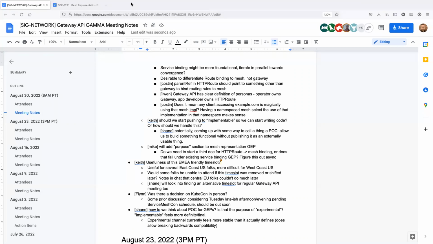But at the point where Keith, you or anybody else feels like you're getting blocked, just start making noise about it, and we'll find the shortest path to ground. That sounds cool to me. I do want to call out Costin's point.